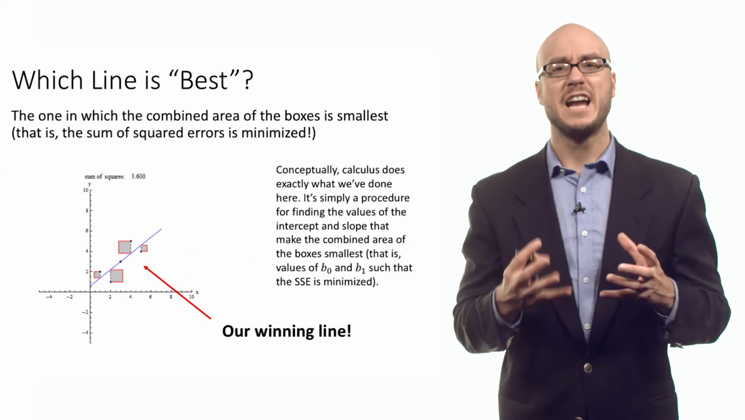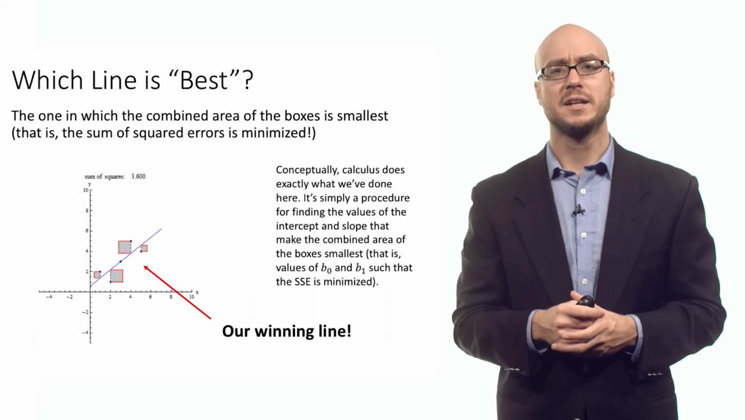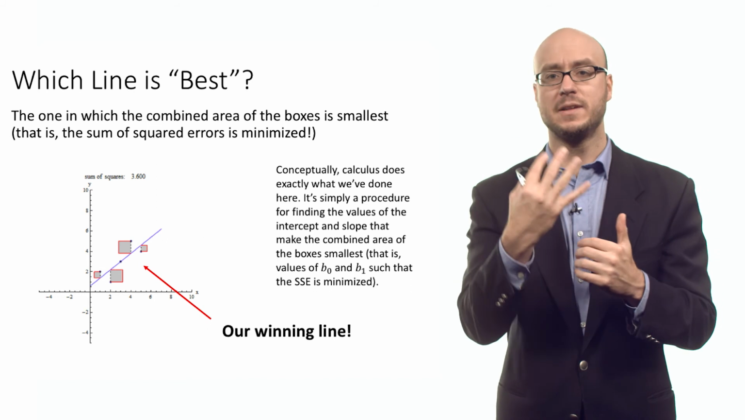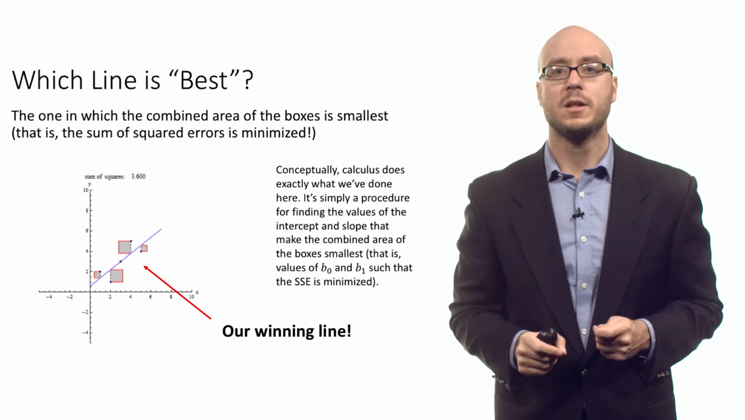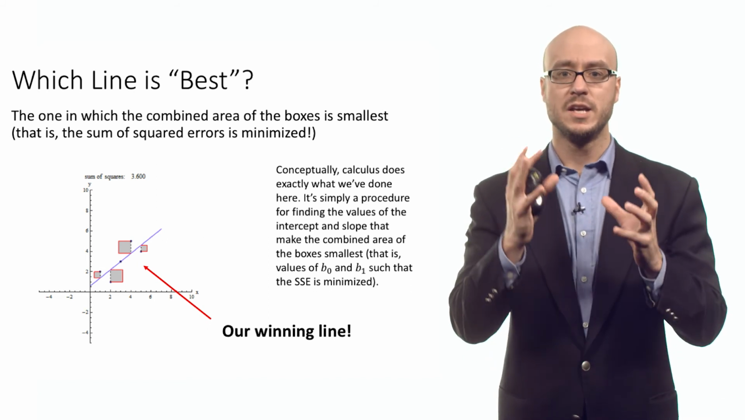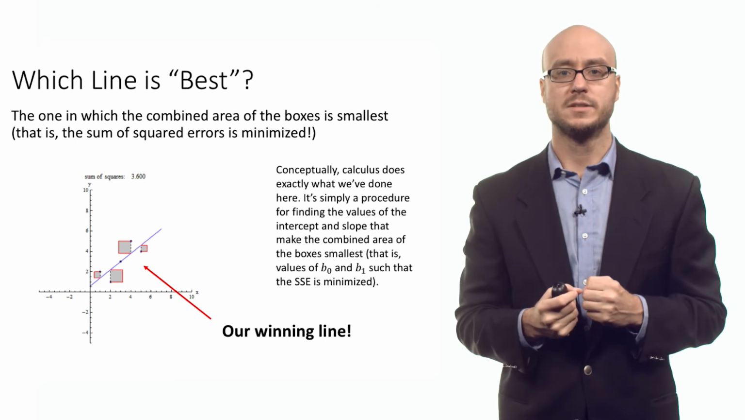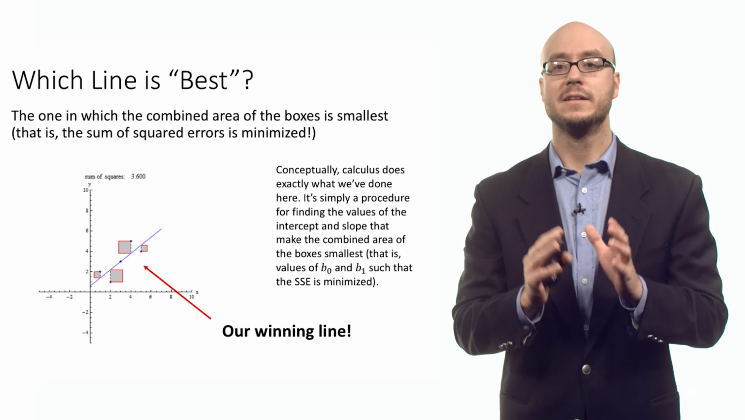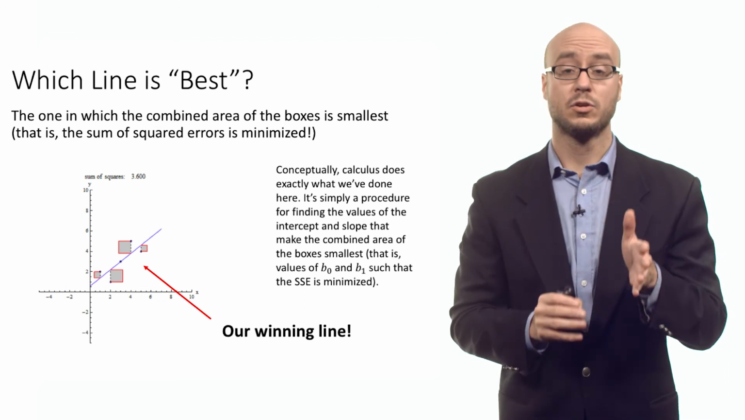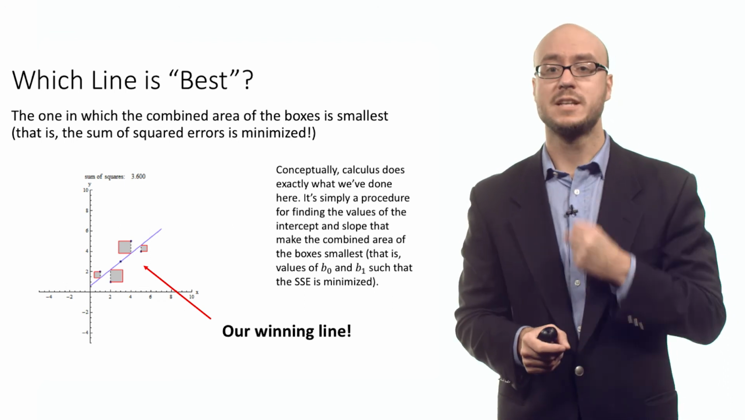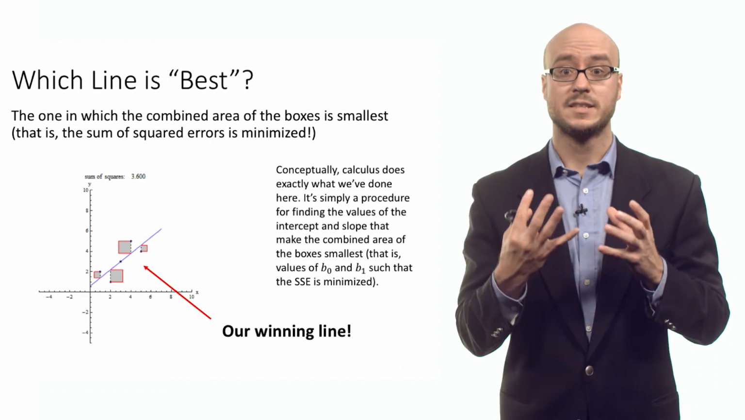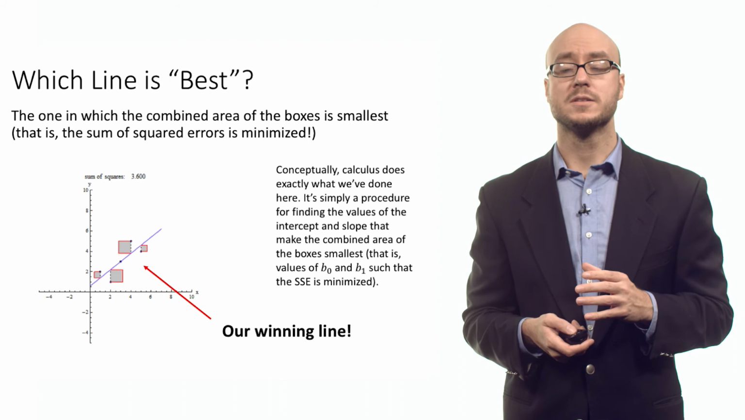And so which line is best out of all of these possible candidates? Well, you can change the value of the intercept and slope. You can fit all these different lines, but the line with the smallest sum of the squared errors, the line with the smallest total area of those boxes, is a line with an intercept and slope of 0.5 and 1. So when the intercept is 0.5 and the slope is 1, right, that's the line in which the sum of the squared errors is minimized.